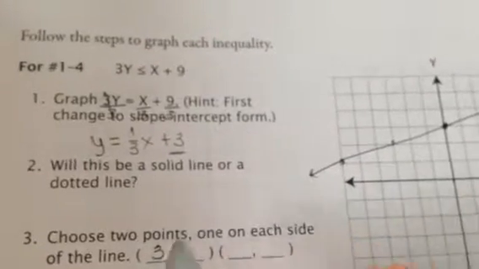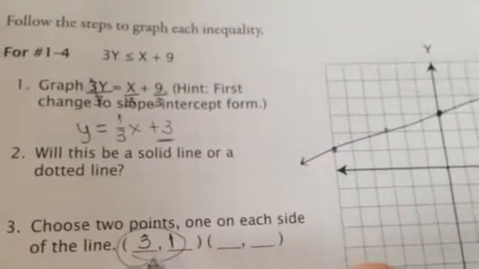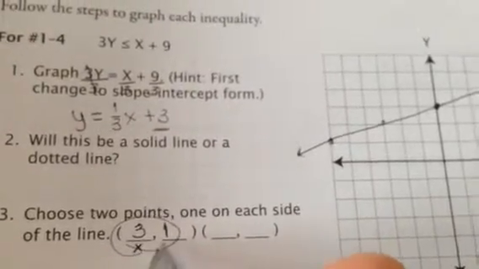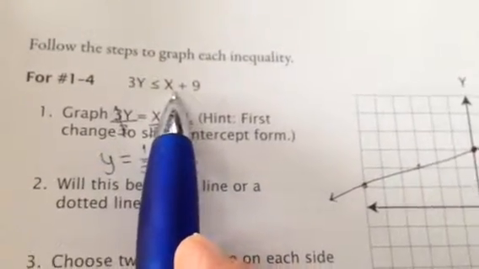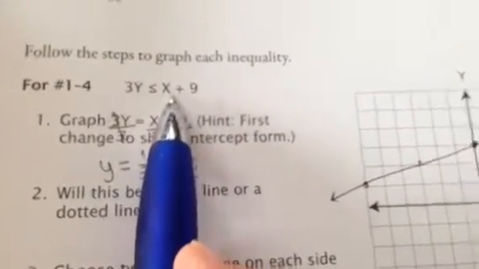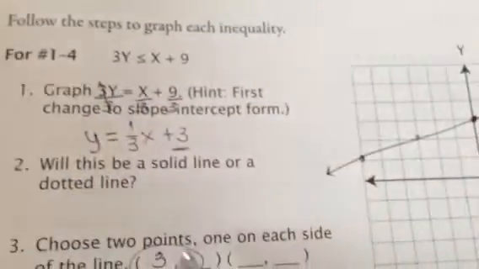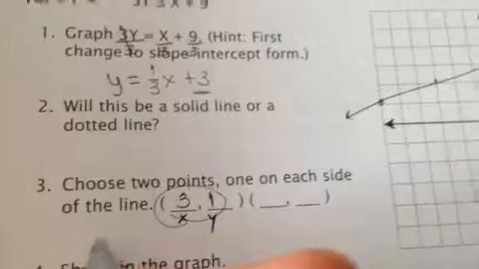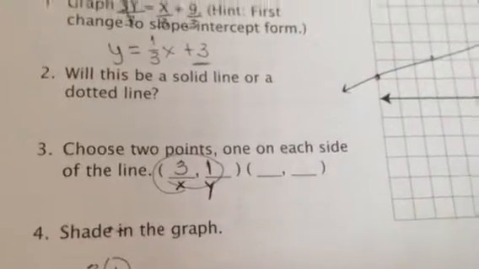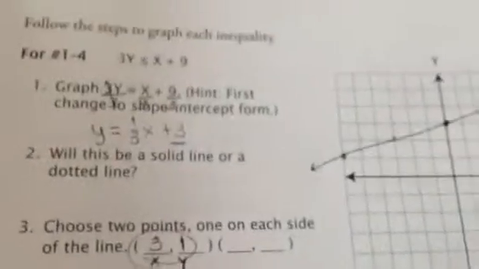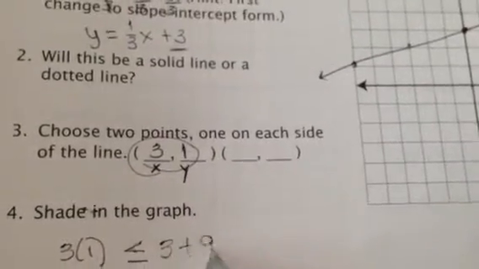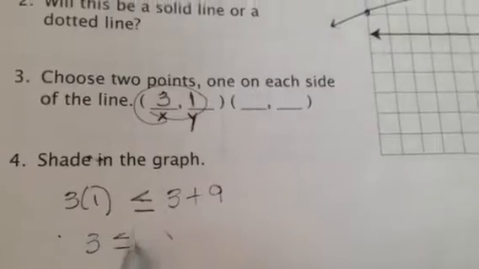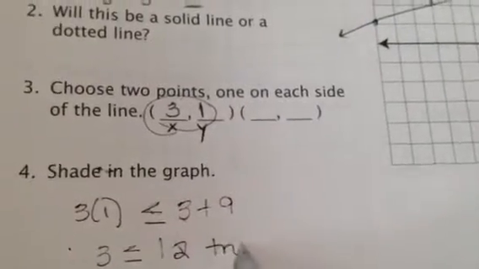I'll pick 2 points here in just a minute, but let's try this point, and remember this is your x value and this is your y value. You're going to plug that into this original equation, and we want to find out if it's true or false. So this says take 3 times y. Look right here, my y value is 1. So I'm going to do 3 times 1, and it says, is it less than or equal to x plus 9? My x value here is 3 plus 9. So my question is, is 3 less than or equal to 12? And yes, that is true.